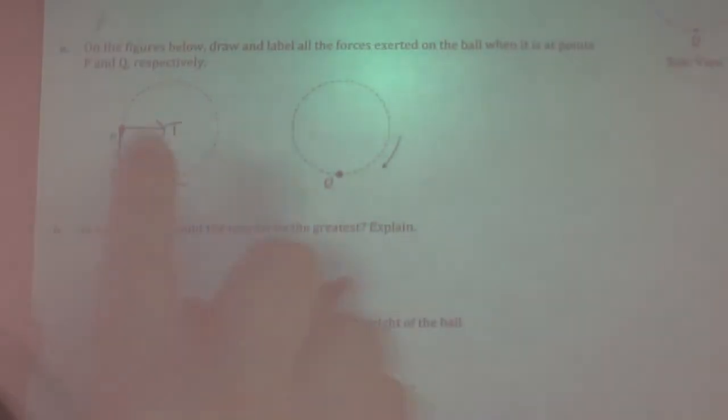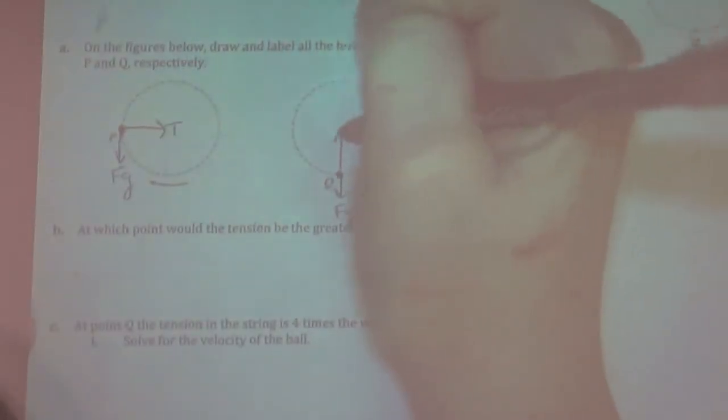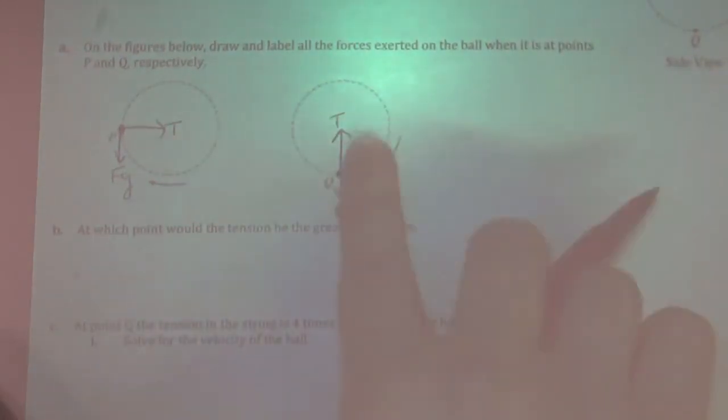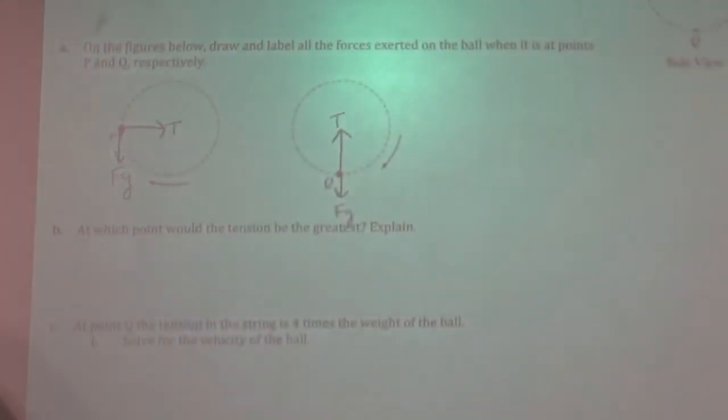So if we look at point P, at every point it feels a weight, and at this point the tension would be in towards the center because that's the way the string would be pulling it. So just the force of gravity down and tension to the center. At point Q, still feels the force of gravity down, and my tension would be up towards the center, and your tension would have to be greater than your force of gravity because it is accelerating up, because the centripetal force is up to the center of the circle.